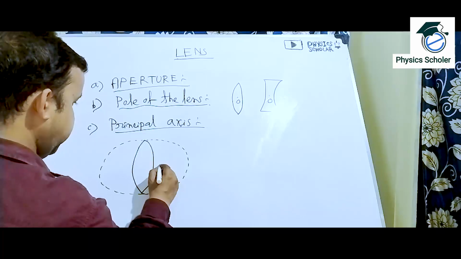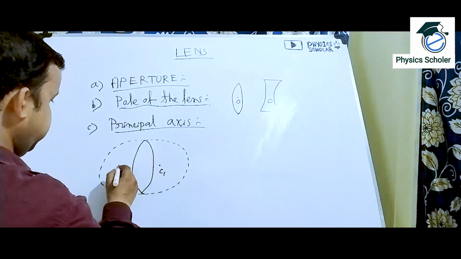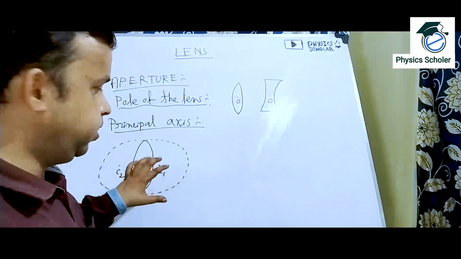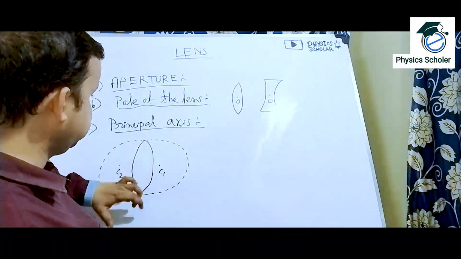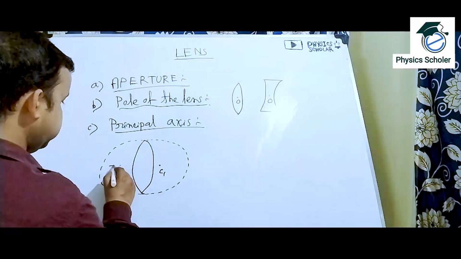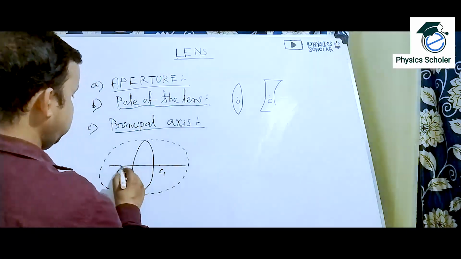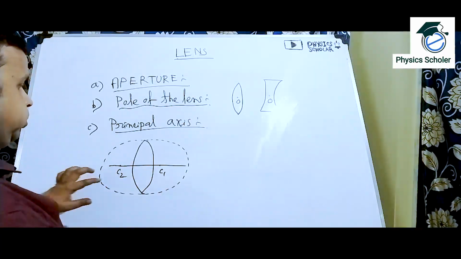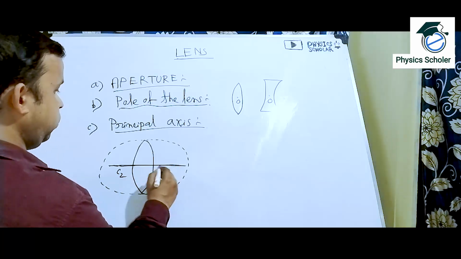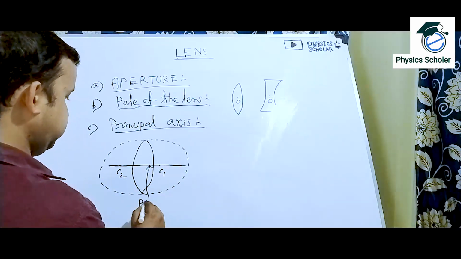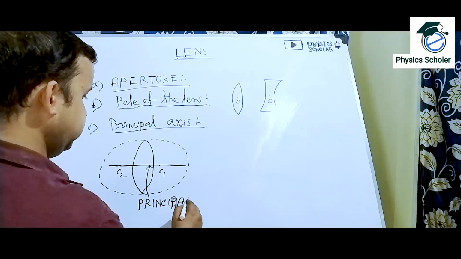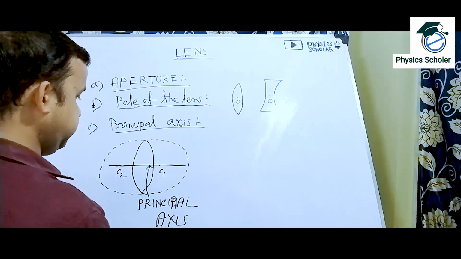This sphere has one center and this sphere has another center, so we get two centers of curvature. For the two curved surfaces, we will get two centers of curvature. Now, if we draw a line that joins the two centers of curvature of the two surfaces, this line is known as the principal axis.